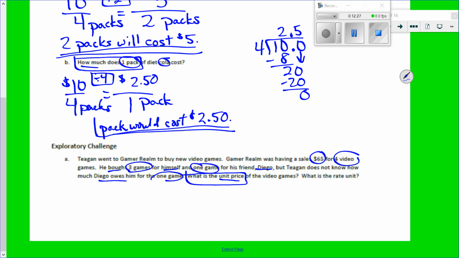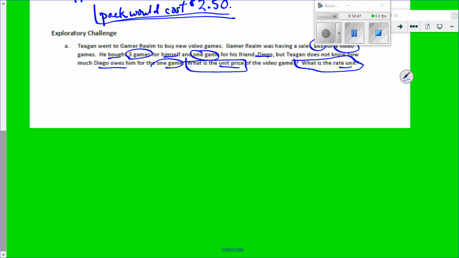And what is the rate unit? So Engage New York likes to break these two apart. Ms. McShannon and I have talked. We don't really care to break them apart. We just want you to understand unit rate. But what they're saying here is unit price is the number. Rate unit is what are the units. So we'll just say that so it's been covered, but don't stress about it.